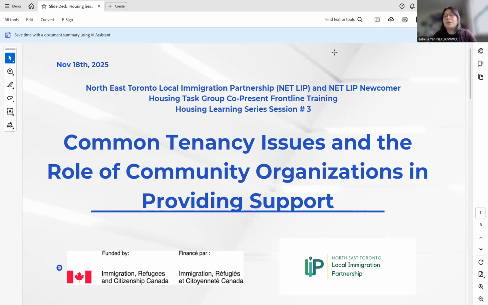The session is tailored for the frontline workers, including settlement workers, housing workers, mental health workers. Actually, it's for everybody. Today, the session is focusing on the common tenancy issues and the role of the community organizations in providing the support. The session will provide an overview of common legal issues low-income renters face related to their tenancy, and will provide guidance on how best to advise and support such tenants.